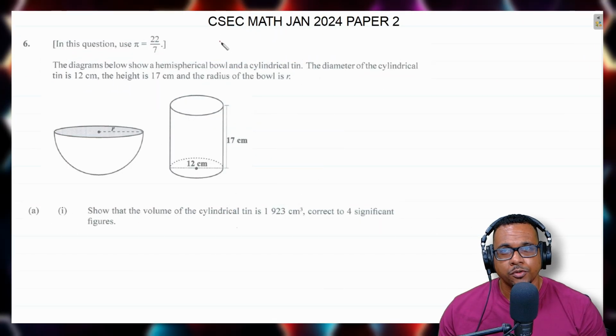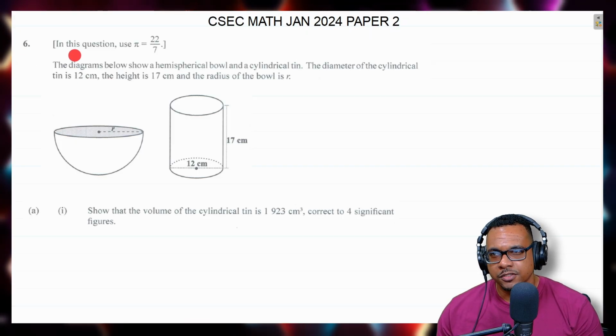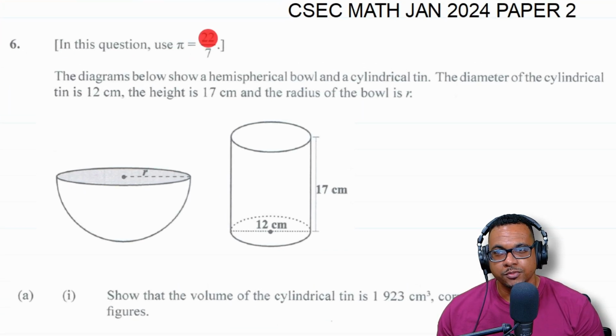In this video, we're going to look at the CSEC Math January 2024 Paper 2, Question 6. Now in this question, we want to use pi as 22/7. So we have the diagram below shows a hemispherical bowl and a cylindrical tin. The diameter of the cylindrical tin is 12 centimeters. So we've seen that here.